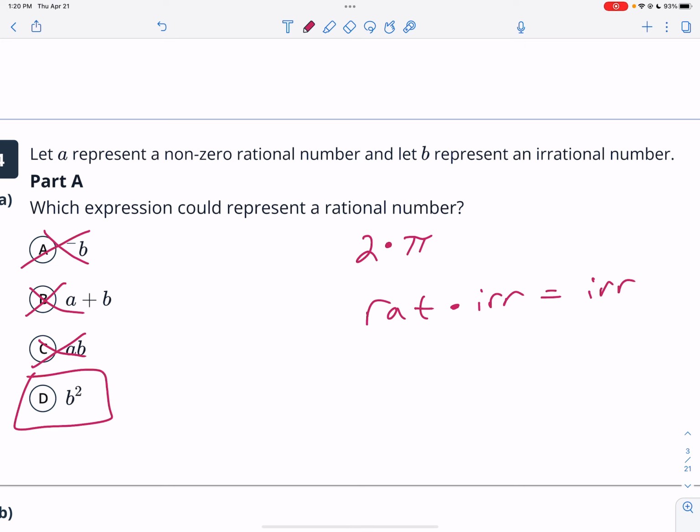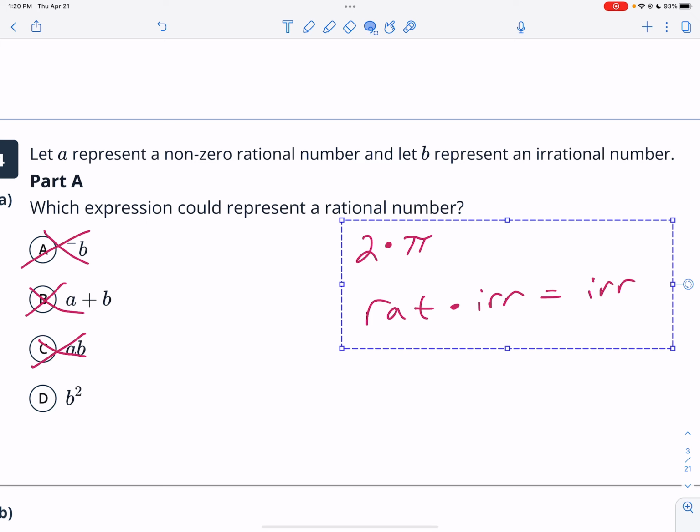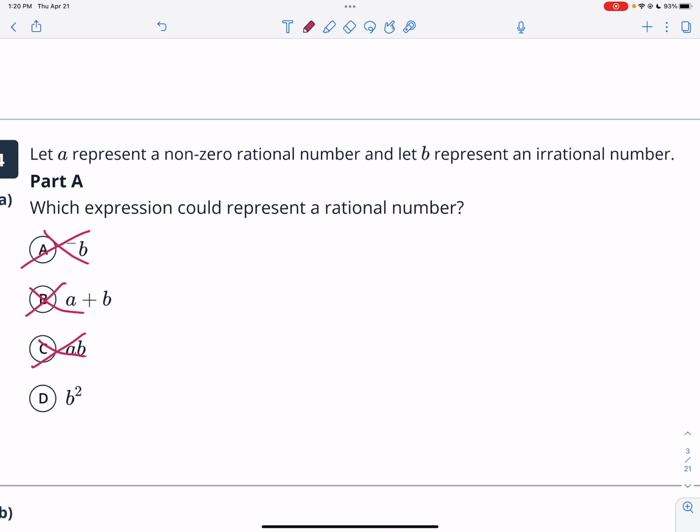Now it could be this. It isn't always this. Do you notice how it says could? That just means that there exist some irrational numbers that will be that. Pi squared is irrational. It doesn't become rational because we have squared it. But what is interesting is that there are some numbers, like square root of 2 is irrational, but there are some numbers that when you square them, you get a rational number. So this is the only thing that could represent a rational number.